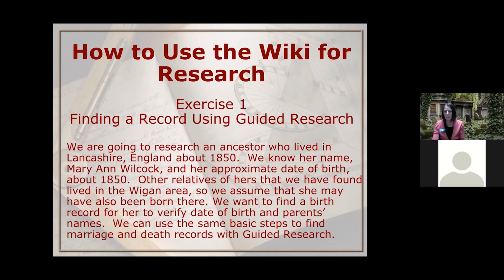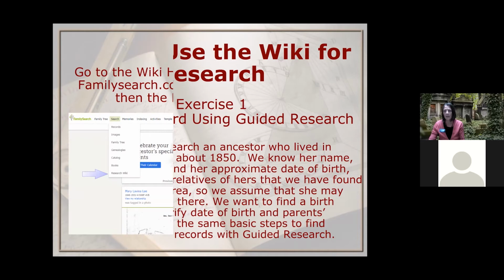We want to find a birth record for her. We want to verify her date of birth, and we want to find her parents' names. So we can use these same basic steps that we're using today to find marriage and death records. So this particular exercise will help you with your guided research for birth, marriage, and death. It basically is the same process. So we're going to use this with guided research today.